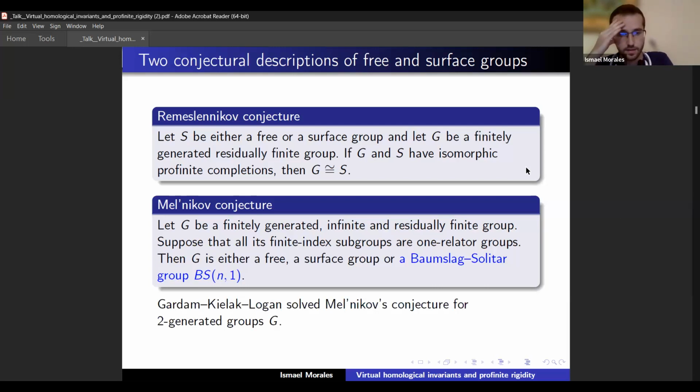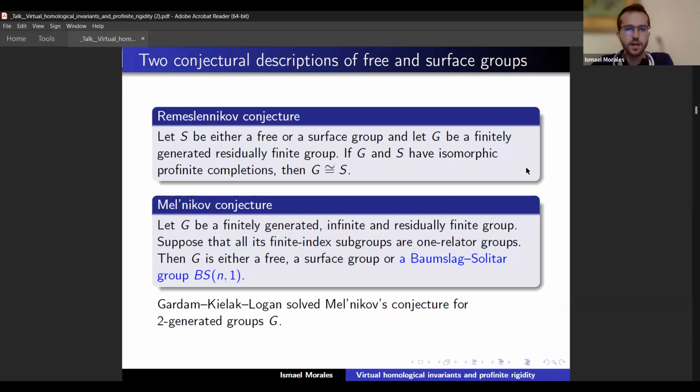Regarding this conjecture, I must say Gardam, Kielak, and Logan established in a positive way this conjecture. They confirm this conjecture for the case where G is 2 generated. And so the remaining case of the conjecture is where the rank is 3 or more. The conclusion of the conjecture is now about free and surface groups. Now there are no Baumslag-Solitar groups. These two questions are very mysterious and quite open for the moment.